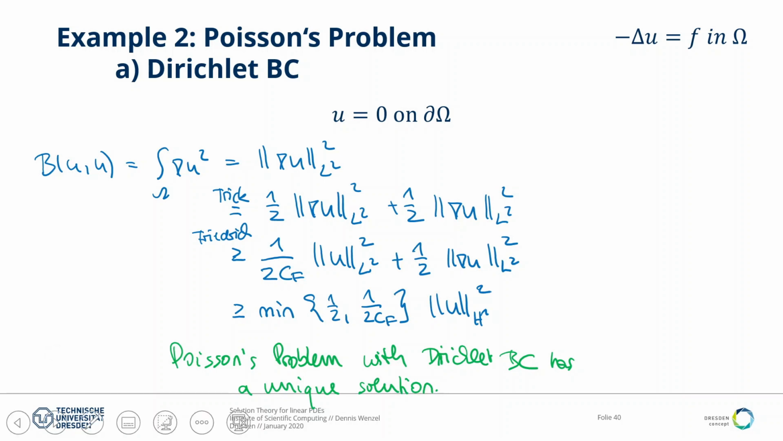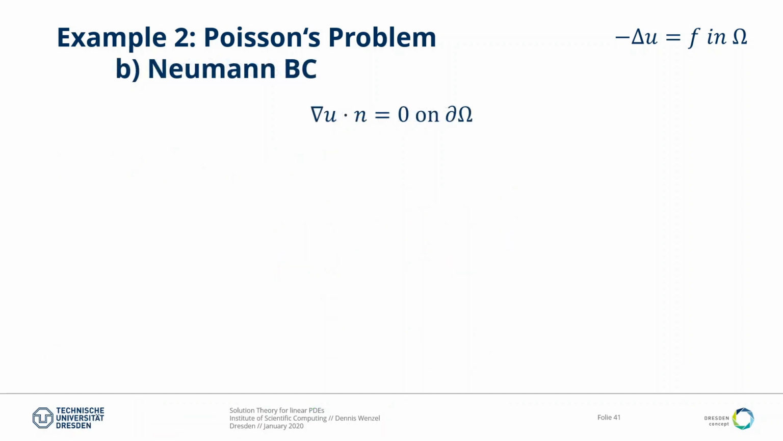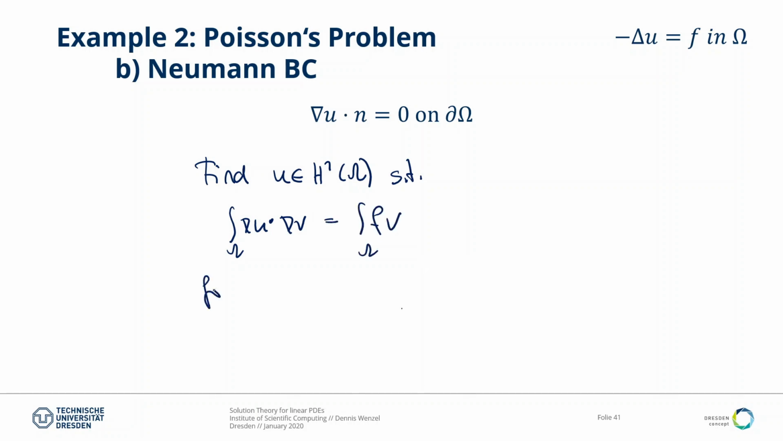And then the last step is to look at the Neumann boundary conditions here. And I'm not spending too much time on this. So the weak form is simply given by: find u in H1 of omega, so not H10, it's H1, such that the integral over gradient of u times gradient of v equals the integral over f times v for all v in H1. So B and L are just the same as before, but now our underlying space is H1.